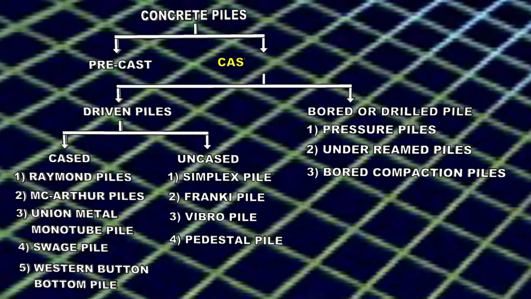The cast in situ piles are further divided into driven piles and bored or drilled piles. The driven piles are of two types, that is the cased piles and the uncased piles. The cased piles are those piles in which the casing is not removed, the casing remains with the piles. Let us study the different types of cased pile.